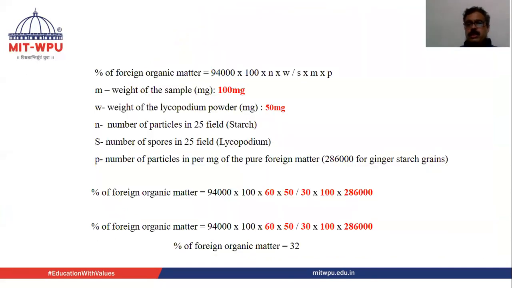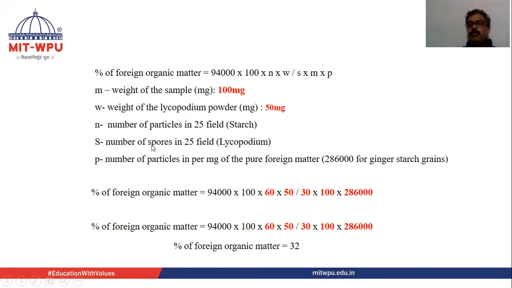Once we get the average, this is the formula by which we can calculate the percent of foreign organic matter. As we have seen, 1 milligram of powder contains 94,000 Lycopodium spores. So the formula is 94,000 × 100 × N × W divided by S × M × P, where M is the weight of the sample, so we have taken 100 milligram of ginger powder. W is the weight of Lycopodium powder, that is 50 milligram. N is the number of particles in 25 fields. These are the starch particles, and this is the average which we will be getting.